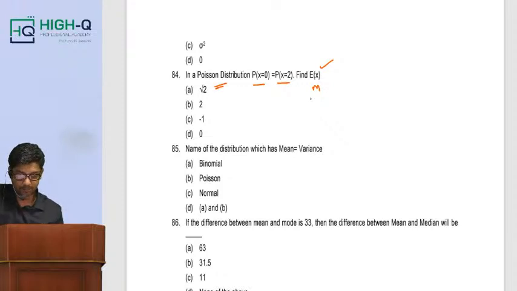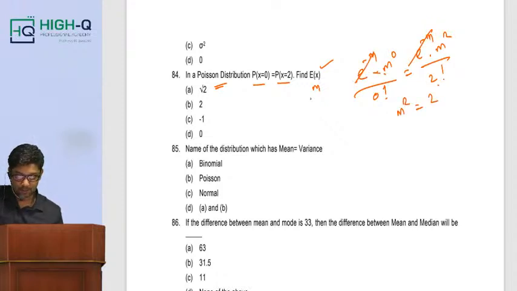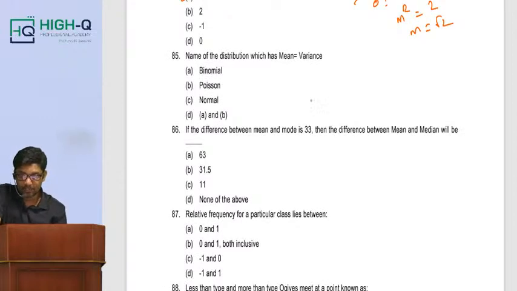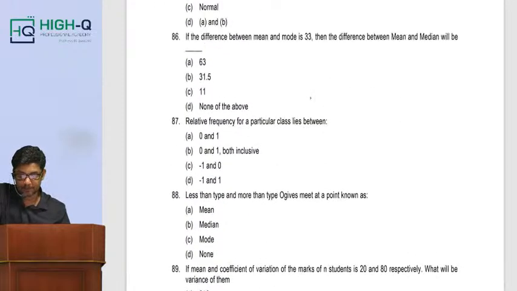This is a Poisson distribution. So e power minus m power 0 by 0 factorial is equal to e power minus m power 2 by 2 factorial. Cancel, cancel. M power 0 is 1. So m square is equal to 2 and m equal to root 2. Now, name of the distribution which has mean equal to variance: Poisson.